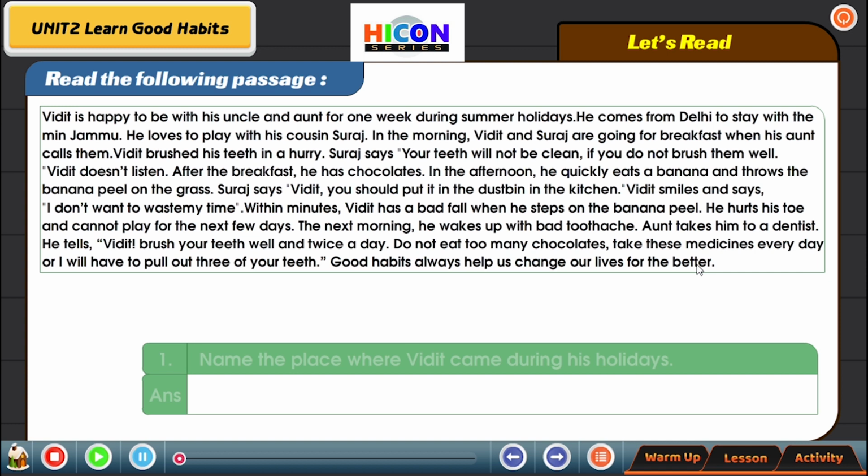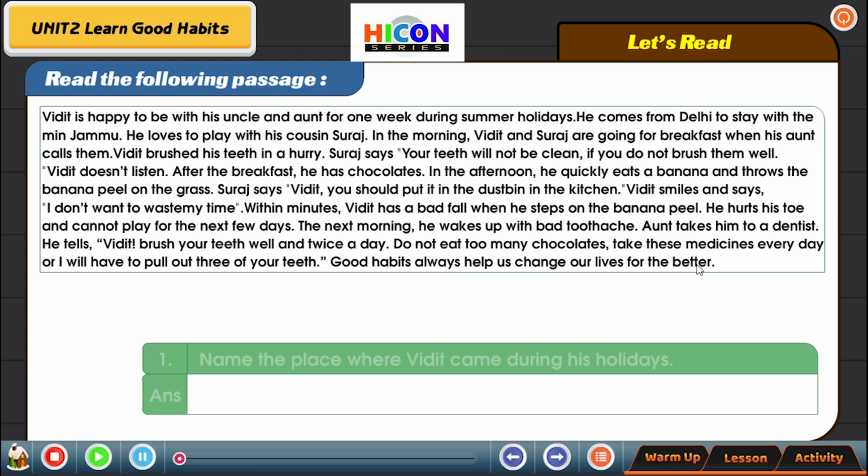Soon after taking breakfast, Vidit ate 2 chocolates also. Right? Vidit ate 2 chocolates also. So after lunch, time passed. After lunch, Vidit ate a banana. And what did he do? He threw the banana peel on the ground in front of the house.